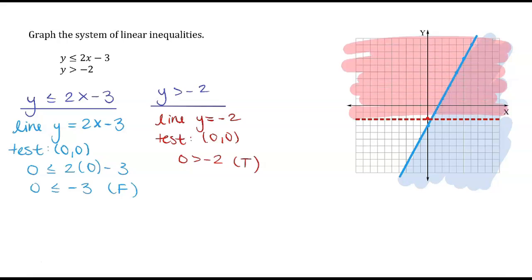Where these two solution sets overlap is the solution set for the system. That will of course include where the shaded regions overlap, as well as what is on the solid blue line here, but not on the dashed line there. Now we've graphed this system of linear inequalities. Let's take a look at one more example.